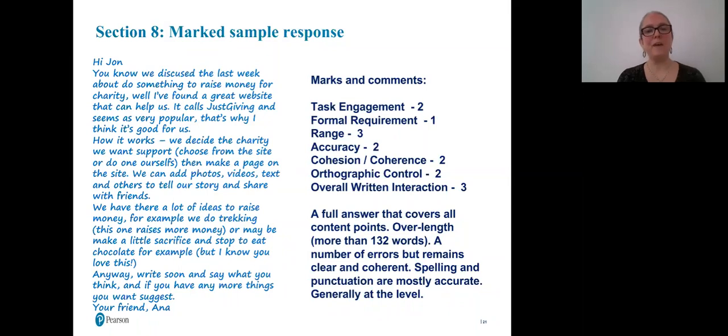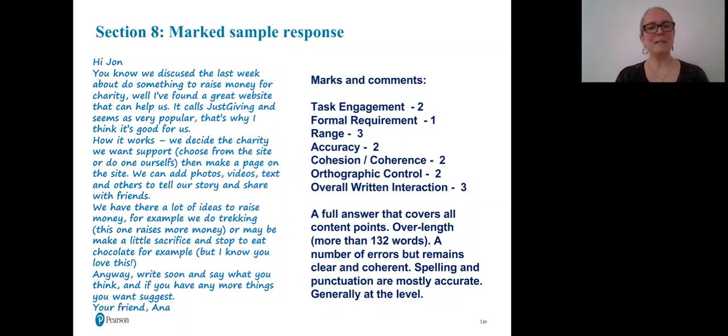The range is fine. The test taker has enough language to say what they want to say. For accuracy, cohesion and orthographic control, it's at the lower end of the level. There are some errors which impede on the reader's experience. We could do with one or two more linking devices in here, and there are some spelling errors. But broadly speaking, it's at the level and remains fairly clear and coherent despite the errors.